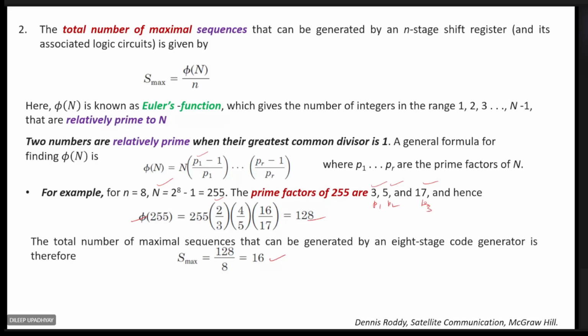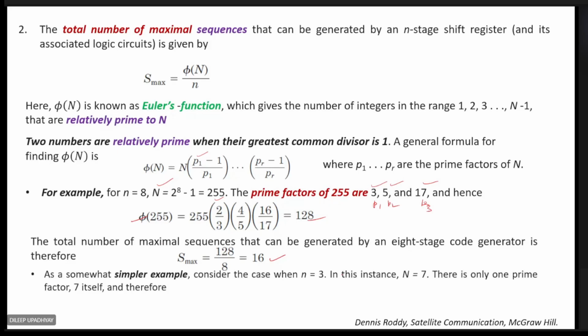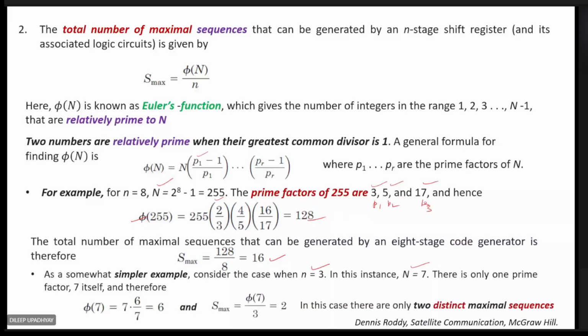We can even take a simpler example, considering n equals 3. Corresponding to that, N will be 7, and there is only one prime factor, that is 7. From that we can calculate the number of possible maximal sequences, which comes out to be 2. That is, 1 and 2.